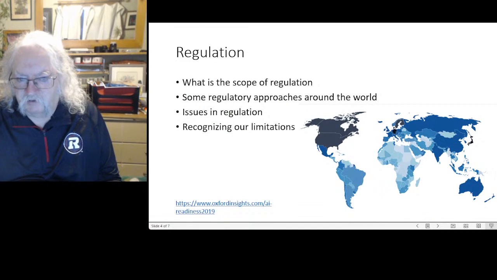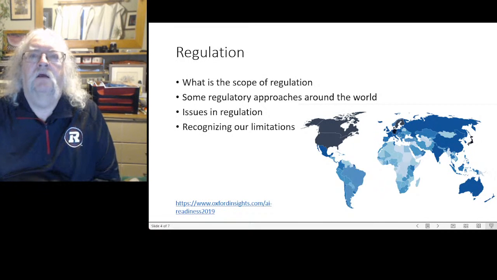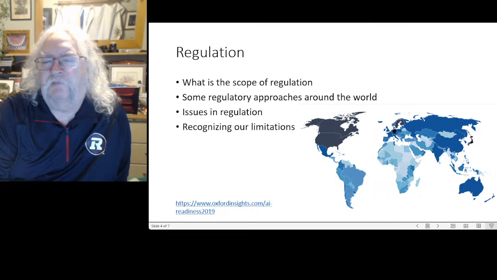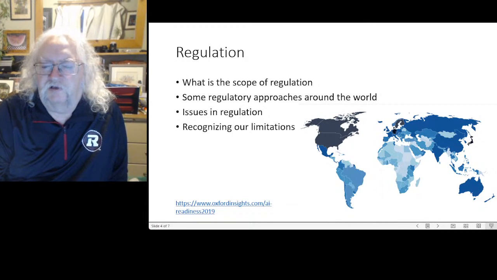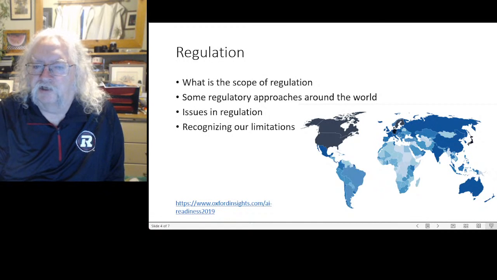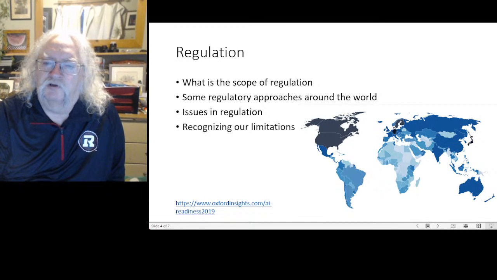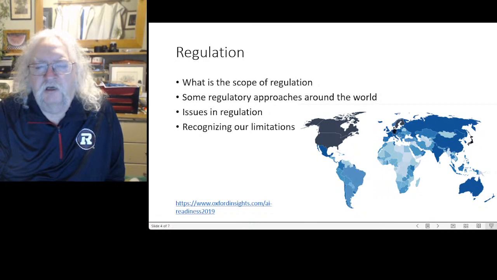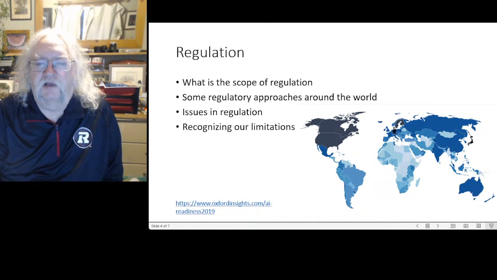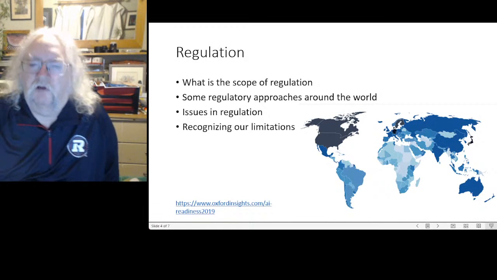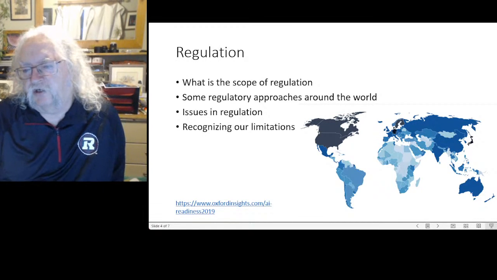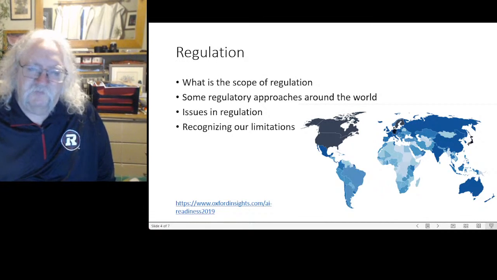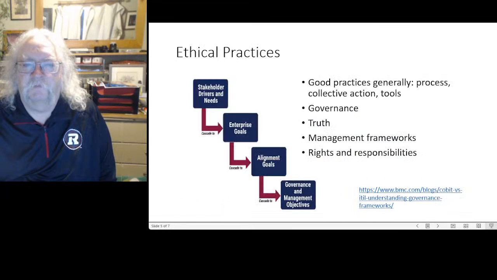So, with respect to regulation, we need to look at that in a little bit of detail. Again, it's a little bit peripheral to the course, but it's important to consider what the scope of regulation is, and I'll sample some regulatory approaches around the world and highlight a few salient features, look at some issues involved in regulation, and then, as I suggested, we'll explore what some of the limits of regulation are and why we can't just conclude our discussion with some laws and regulations.